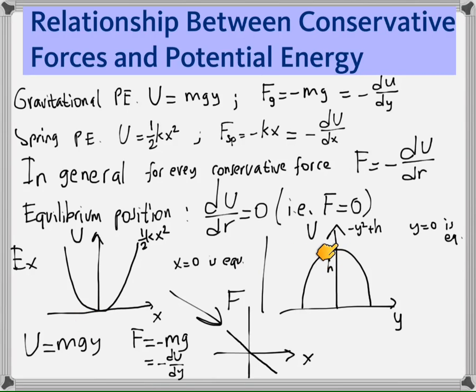Do this with this example, minus y squared plus h. Take the derivative once, it is minus 2y. At y equal to 0, it is 0. So y equal to 0 is an equilibrium point. If you take the derivative twice of this function with respect to y, you find minus 2. It is a negative quantity, so it is less than 0. That means for this potential, y equal to 0 is an unstable equilibrium point, because its second derivative is negative. Okay? So you will also have these kinds of questions in your quizzes, possibly in your final exam.